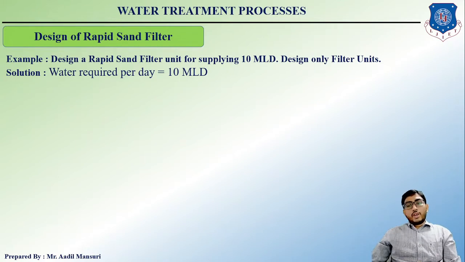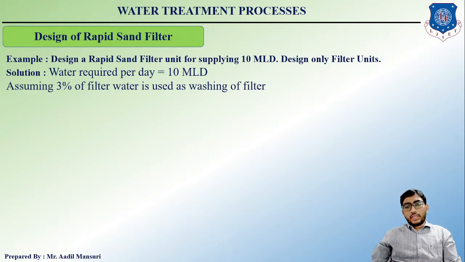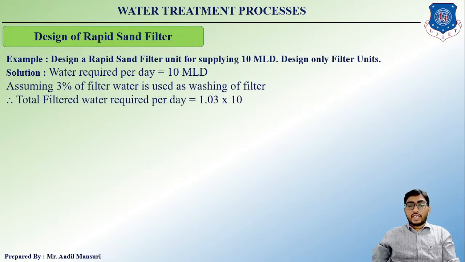So, water required per day is given as 10 MLD, that is 10 million liters. Right. Now, assuming 3% of filtered water will be used for washing of filters. So, whatever water is being filtered in the water treatment plant, 3% of that will be used for washing of filters. Right. So, can we say that the total filtered water per day will be 1.03 times the actual requirement? So total required will be 1.03 into 10, that is equal to 10.3 MLD.